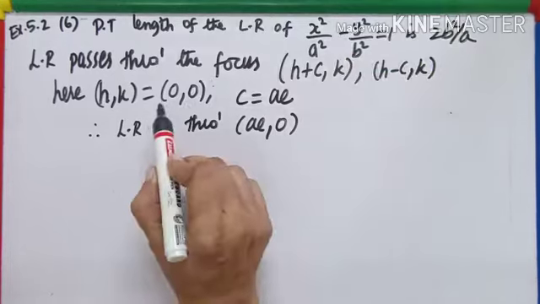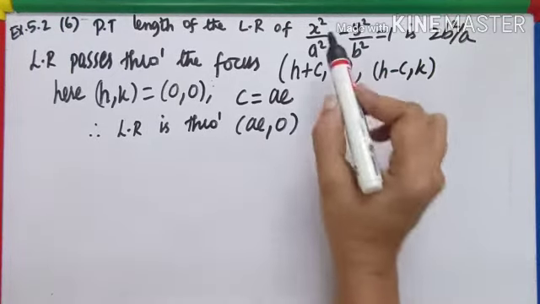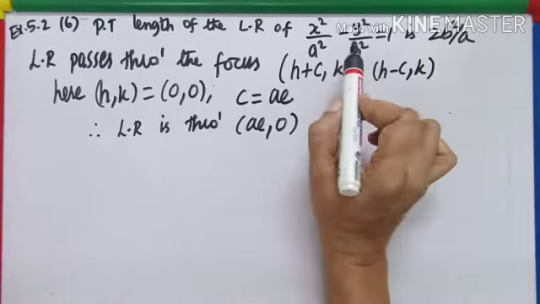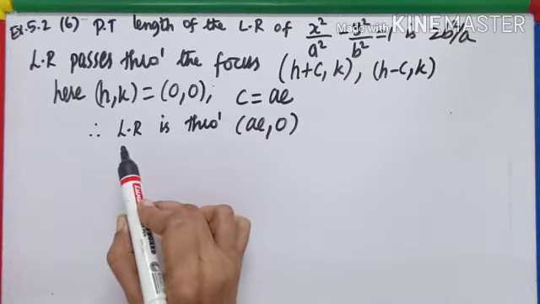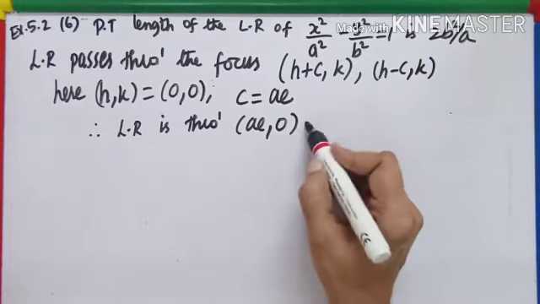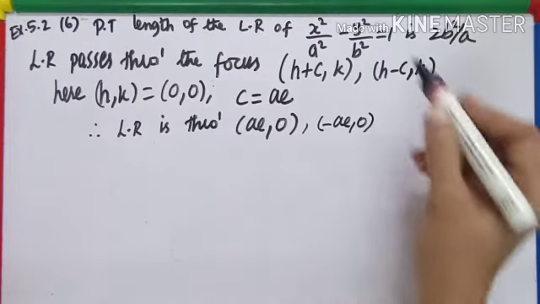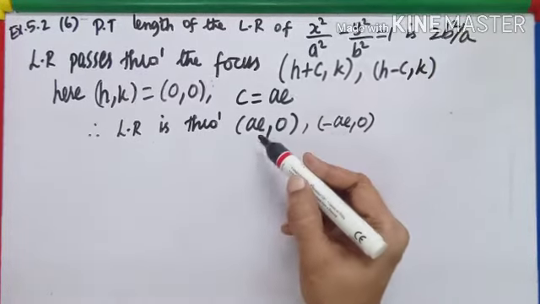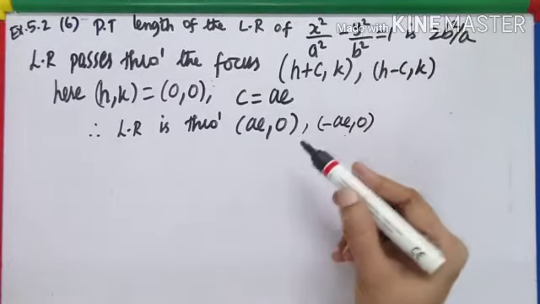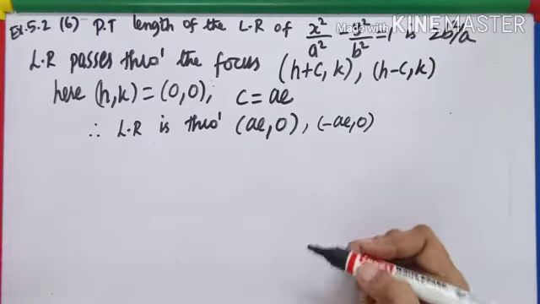H and K are 0, 0. C is equal to AE. So whenever the standard type is given, I can immediately write that the latus rectum passes through AE, 0, and also minus AE, 0. Substituting wherever X comes AE, and wherever Y comes, I can find out the coordinates.